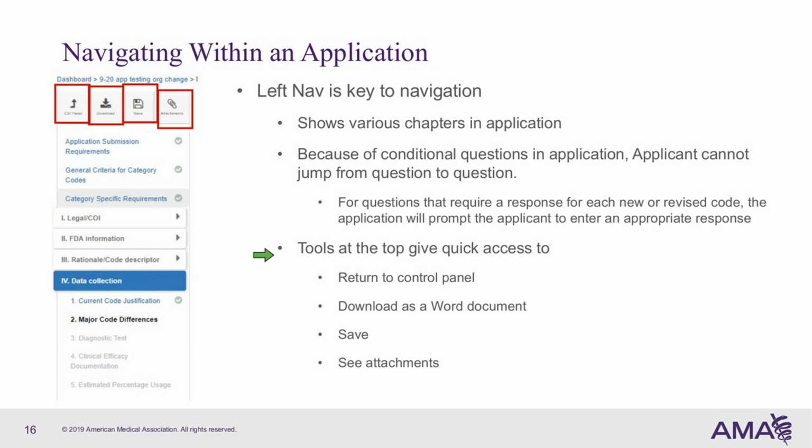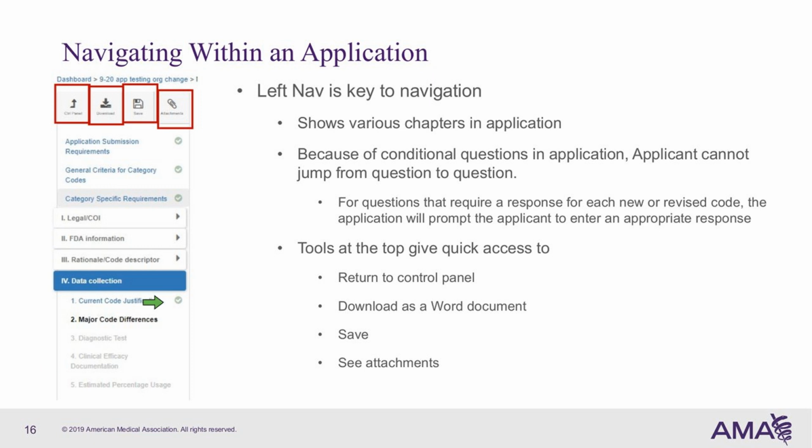Once you're in the application, the left navigation is really key to using the Smart App. As I mentioned at the beginning, we have chapters of information. If you remember, at the beginning of the old paper application, there were pages and pages of submission requirements and general criteria and specific criteria. So we put this in an easy way for you to get to and review if you need to. We have a chapter of just those legal pages I talked about. Click through those, and then you jump into the different chapters.